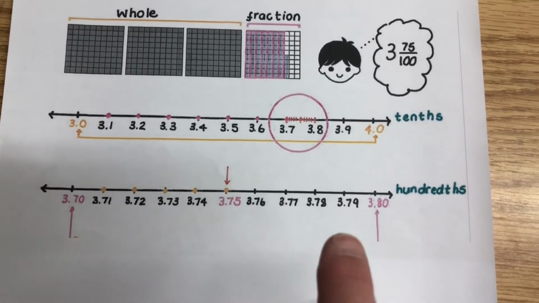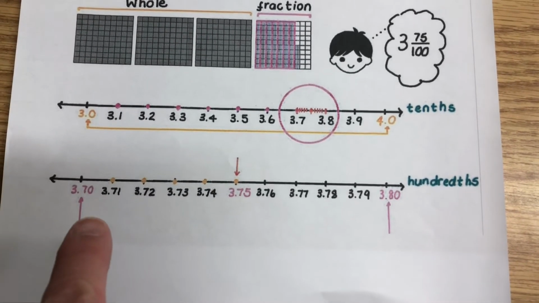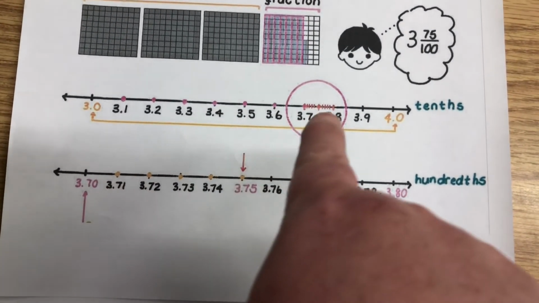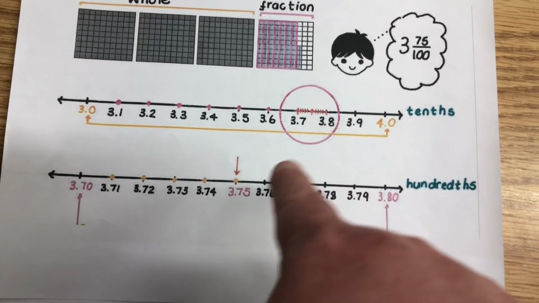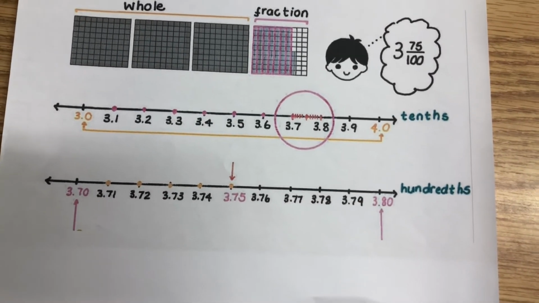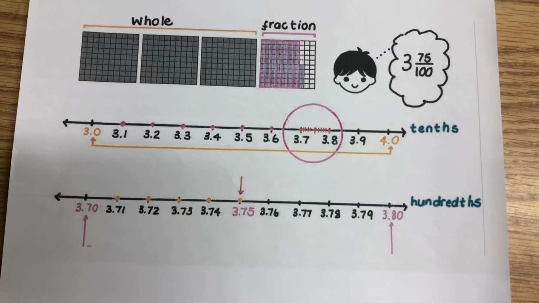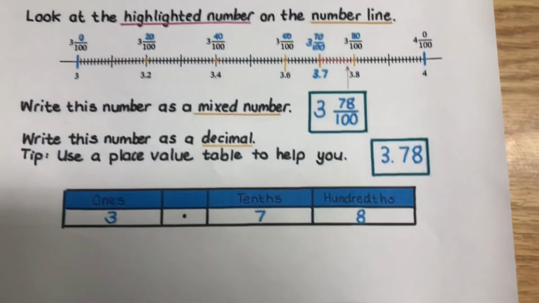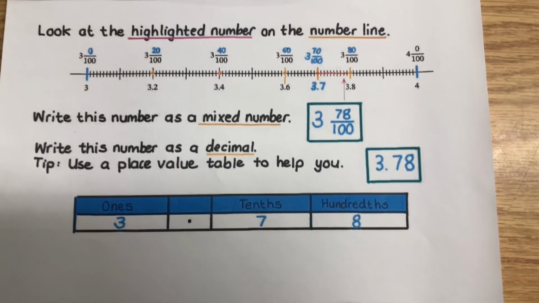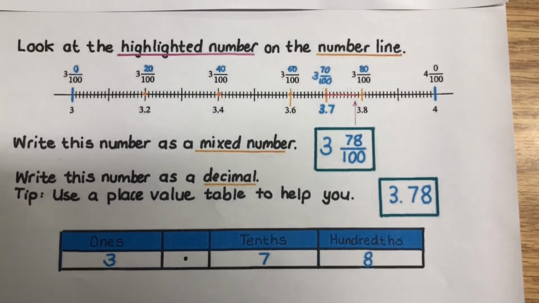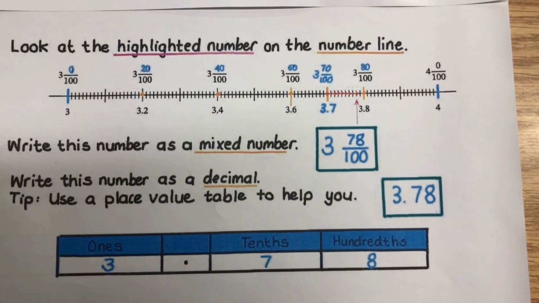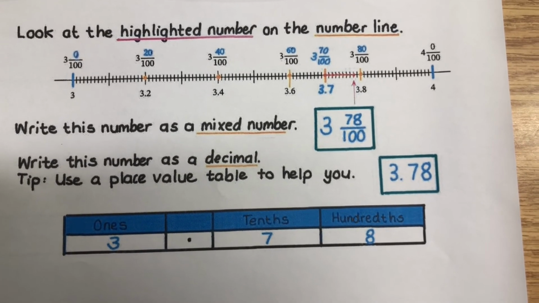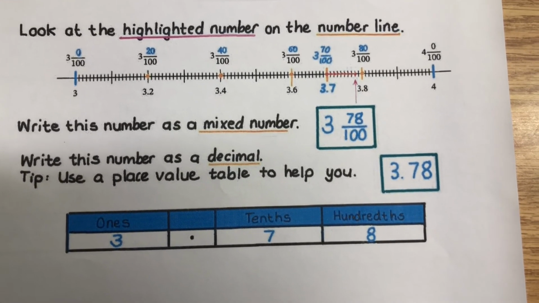Now look at the hundredths number line. This is like zooming in from 3 and 7/10 right there to 3 and 8/10 right there. And it's blowing it up to hundredths position to show you where 3 and 75 hundredths would be. Okay, now let's also look at this. This is a little different. This is 3 and 78, but look where it would be on the number line, and look what it would look like as a mixed number and as a decimal and in a place value chart.